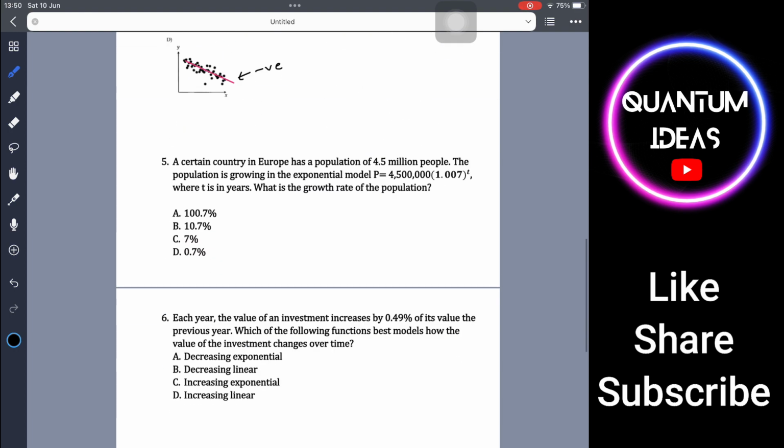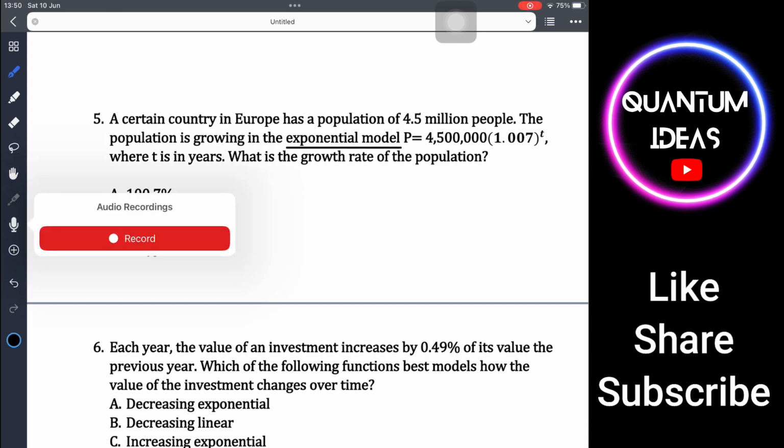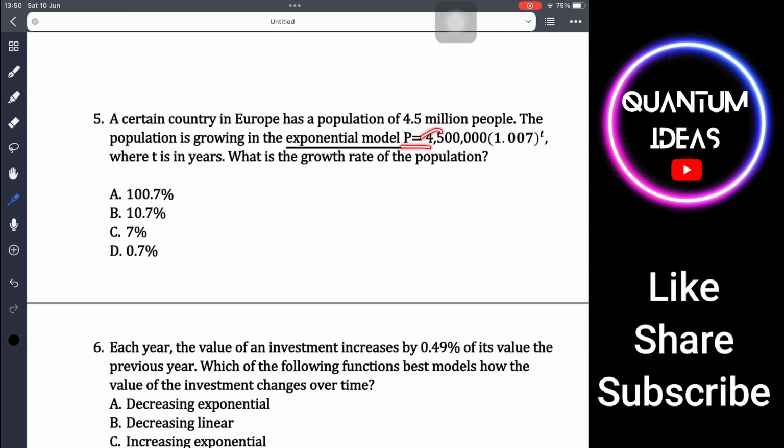So let's see number 5. A certain country in Europe has a population of 4.5 million people. The population is growing in an exponential model. Again, exponential model. So it has also provided us with this equation: P is equal to 4.5, this is in million people, and the growth factor is given, where t is in years.